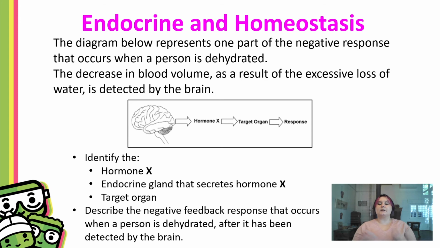And this then brings about a particular response. So it makes something happen. So we've already identified the hormone as ADH. The endocrine gland that secretes the hormone is the hypothalamus in the brain together with the pituitary gland. And this then carries this message to the target organ, which is the kidneys. So let's describe this negative feedback response that occurs when a person is dehydrated.